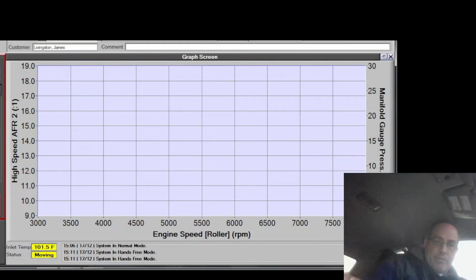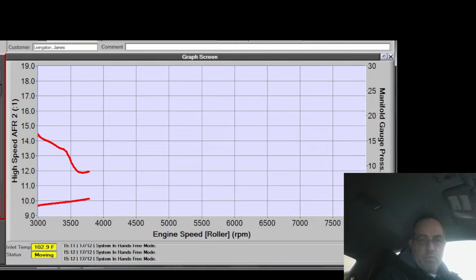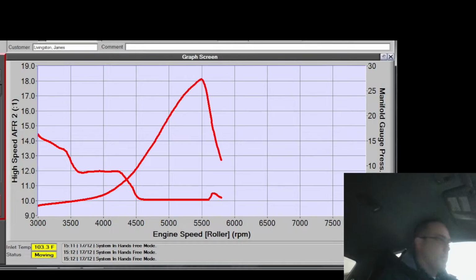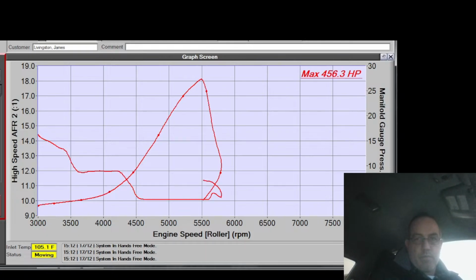All right. Let's see what happens. So yeah, one knock event there. I let off. It was rich, and the boost went to 28. So I would say that the boost control system is not working correctly. Oh shit. All right. Definitely not working correctly.